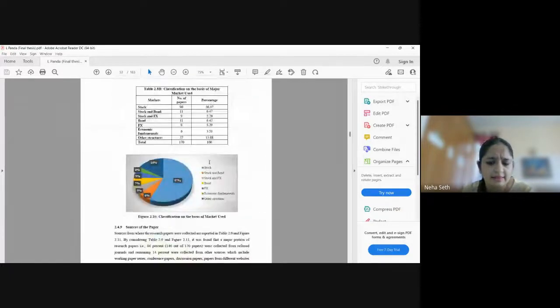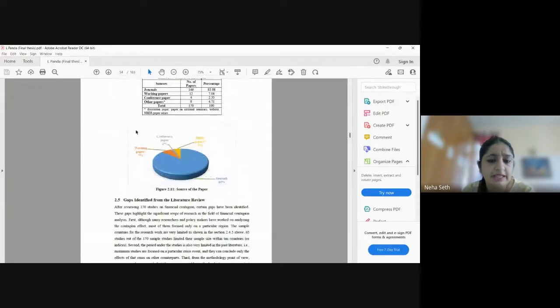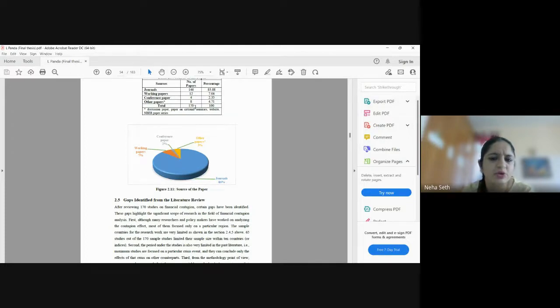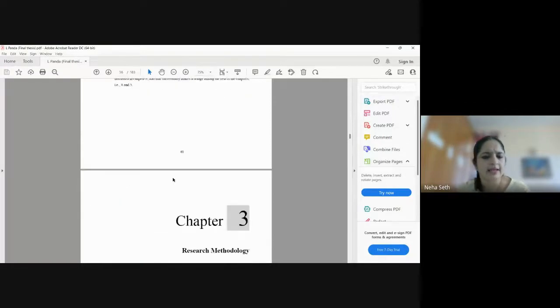And then different markets which are covered, and the type of papers he has collected: 86% of the papers were collected from journals, 7% were working papers, 2% were conference papers, and others like articles, etc. So in all, he has collected 170 papers to be presented in this literature review chapter. Okay, and he concluded this chapter.